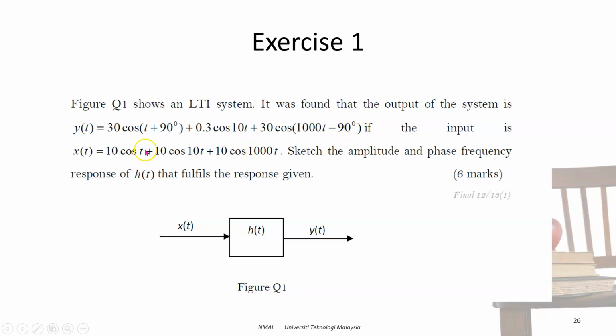If the input is given as x(t) equal to 10 cos t plus 10 cos 10t plus 10 cos 1000t, so it has different frequencies, from omega equal to 1 to omega equal to 1000. Sketch the amplitude and phase frequency response of h(t) that fulfills the response given. Based on this output and input equation, we need to sketch the amplitude and phase frequency response of h(t). Now we look at the solution.